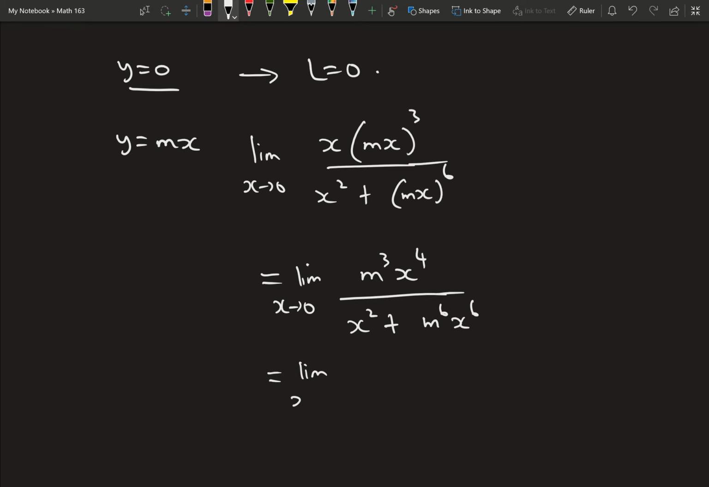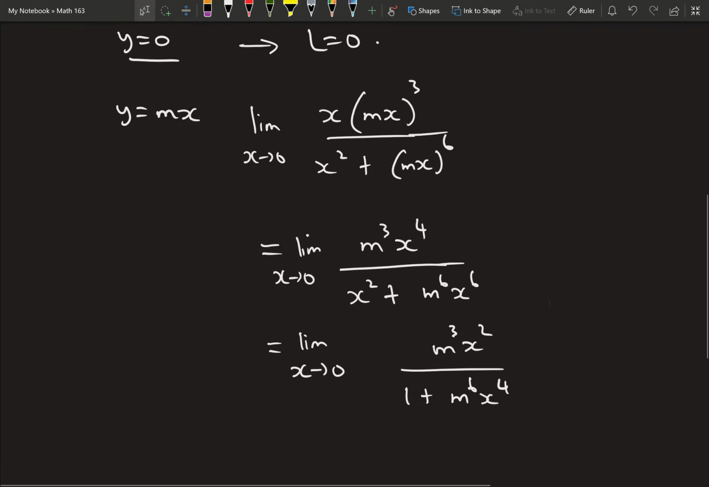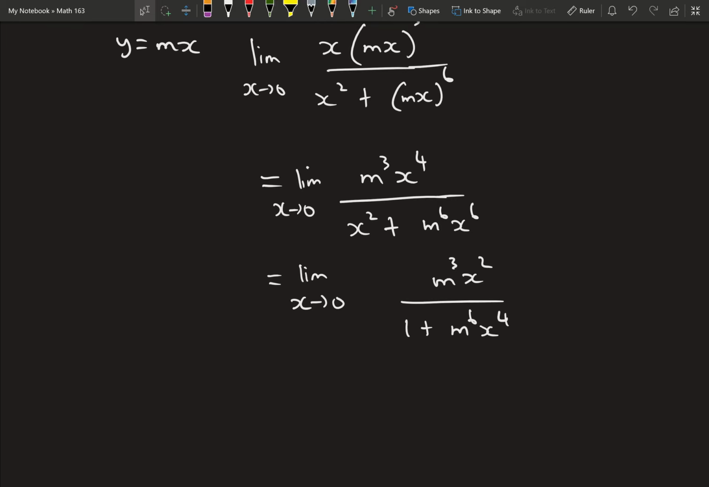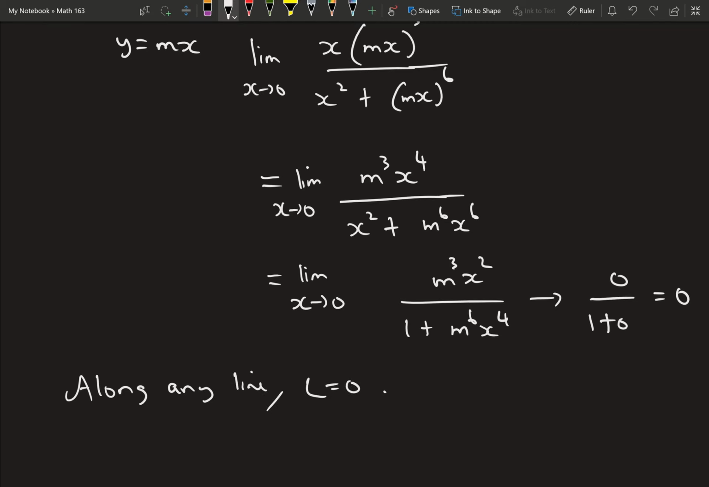We have the limit as x goes to 0, and you can factor out x squared on the bottom, and this becomes m cubed x squared divided by 1 plus m to the 6th x to the 4th, where x is going to 0. And now this goes to 0 over 1 plus 0, which is 0. So along any line, the limit is 0. But that still doesn't show that the limit is actually 0, because we still have a lot more types of paths.